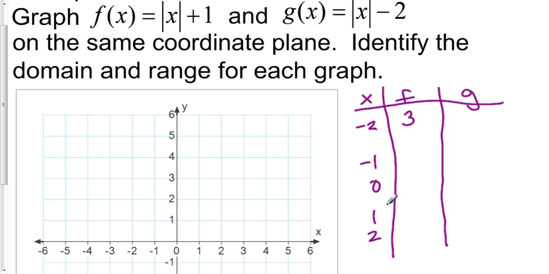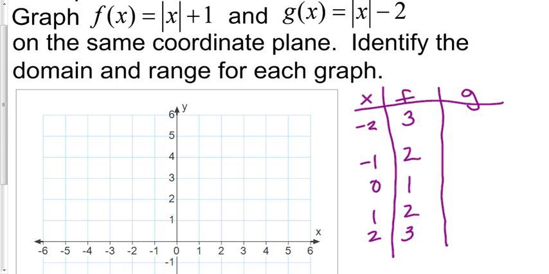I'm just going to fill in the f column first. If I plug in -1, the absolute value of -1 is 1, and then I add 1 and get 2. When I plug in 0 for x into the f function, the absolute value of 0 is 0. Add 1 and I get 1. If I plug in 1, the absolute value of 1 is 1, and then I add 1 and get 2. And then I'm going to plug in 2 for x. The absolute value of 2 is 2. 2 plus 1 is 3. You can see how a V shape is going to be formed here.